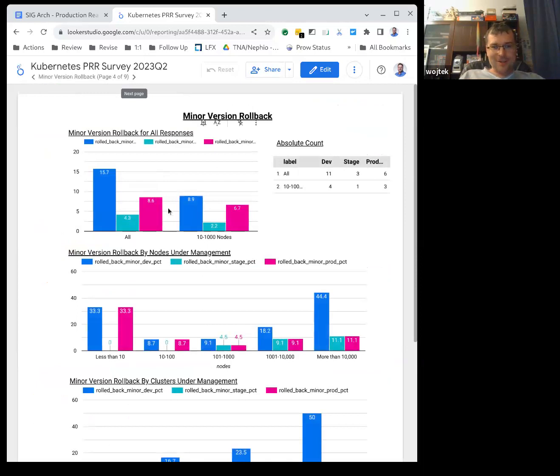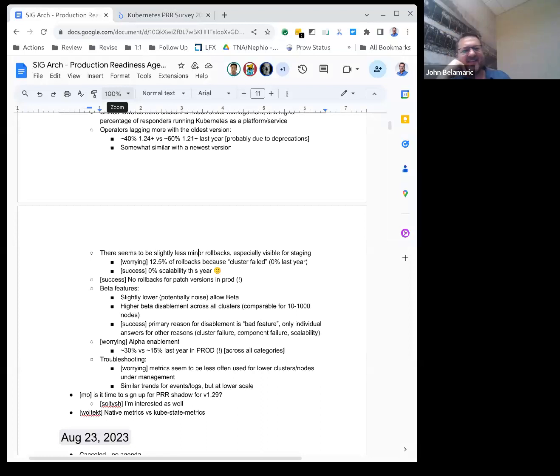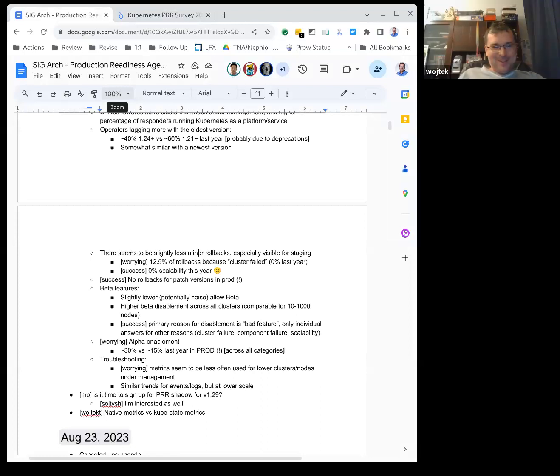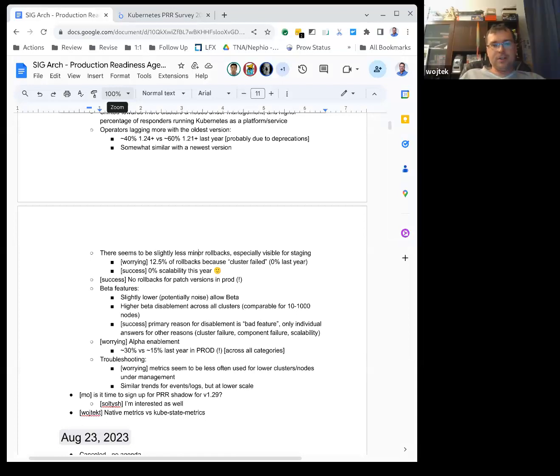There was also a small success that I'm particularly happy about: there weren't any rollbacks because of scalability. That's good. I just wrote it down because it was only about minor version rollbacks. There weren't any patch version rollbacks. There isn't anyone who rolled back a patch version in production. There were rollbacks in dev, staging and test, but there weren't any in prod, which is a pretty good thing.